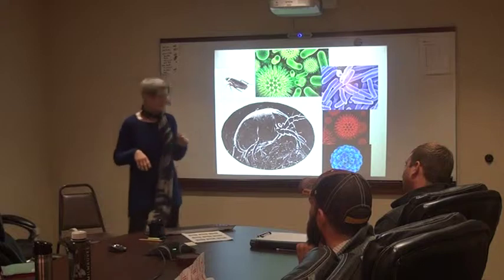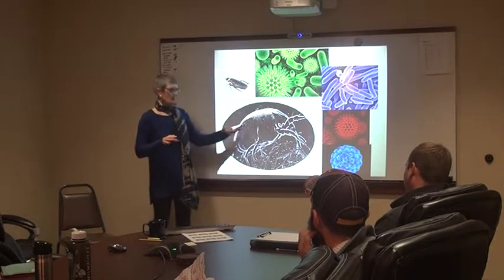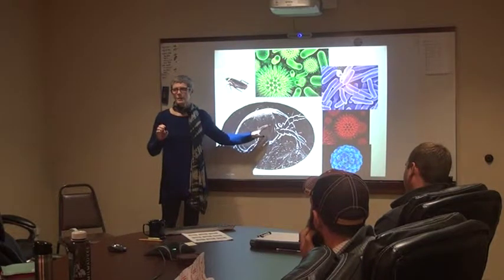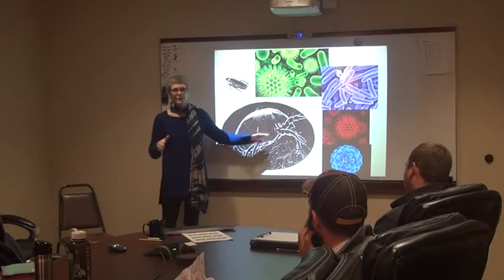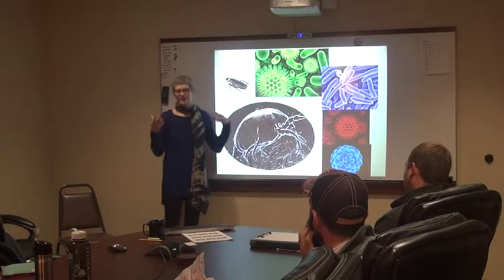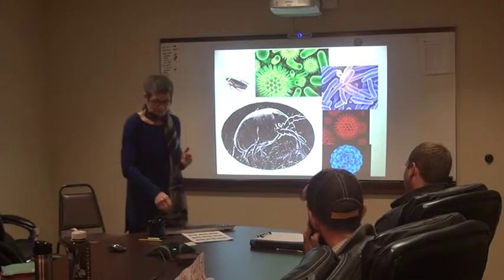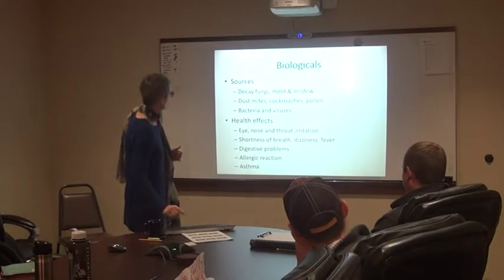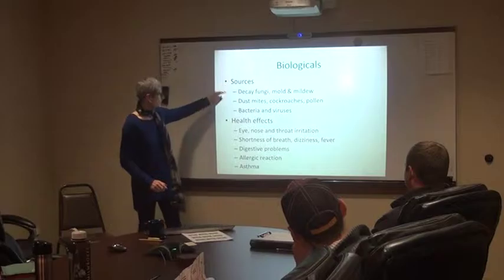But also dust mites, here's one of my soapboxes. Dust mites are killed at about 135 degrees. But now we've all turned our hot water down to 120, which won't kill them. So there's a trade-off with safety and making sure that you can kill some of those things. So let's talk about each of them. So biologicals, we'll talk about each of these real quickly.